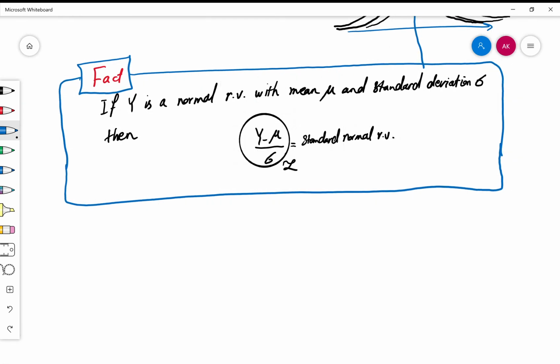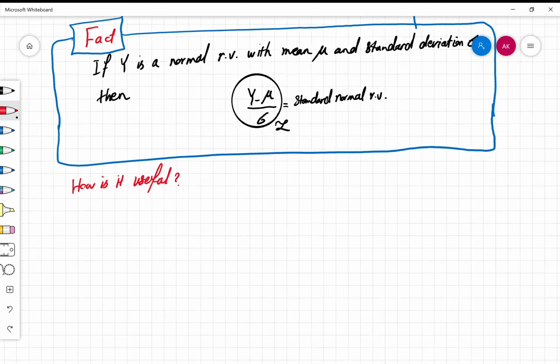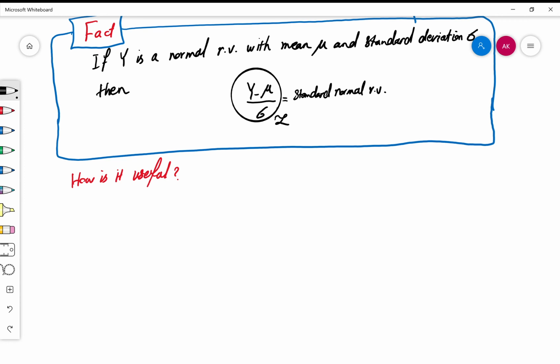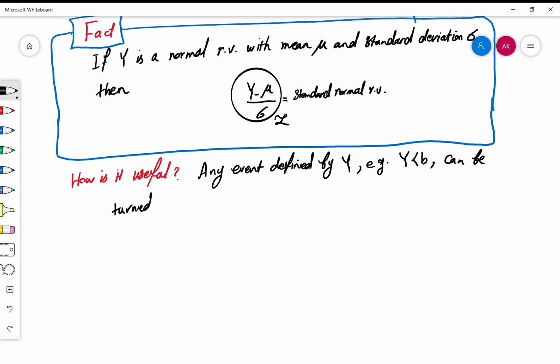How is this going to be useful? Well, the reason that it is useful is that now we can turn any event defined by Y, such as Y less than b, into an event defined by Z.